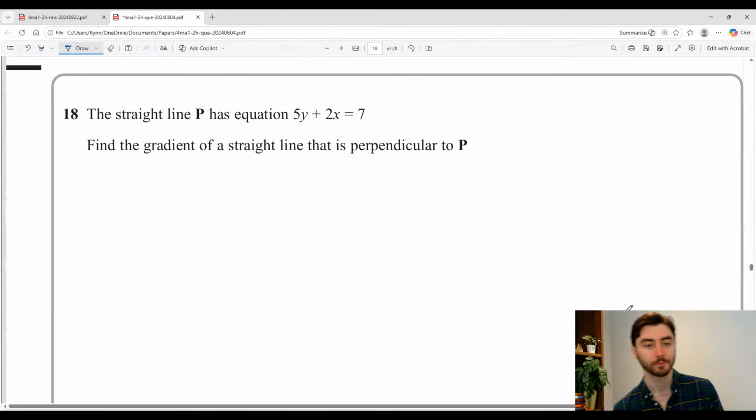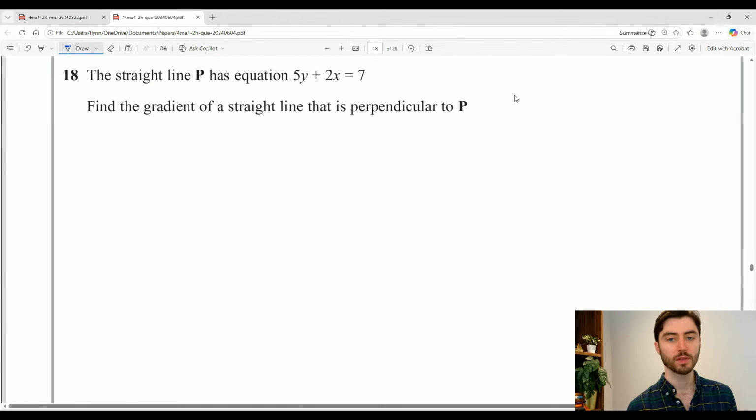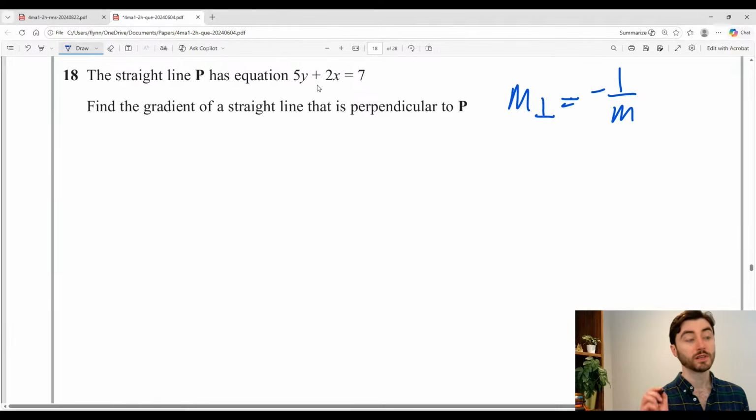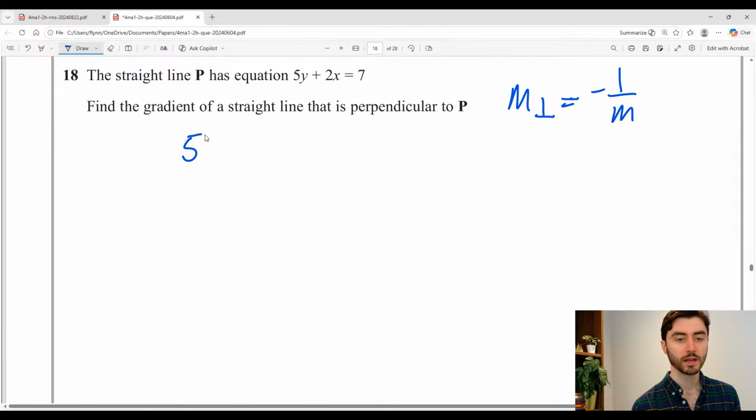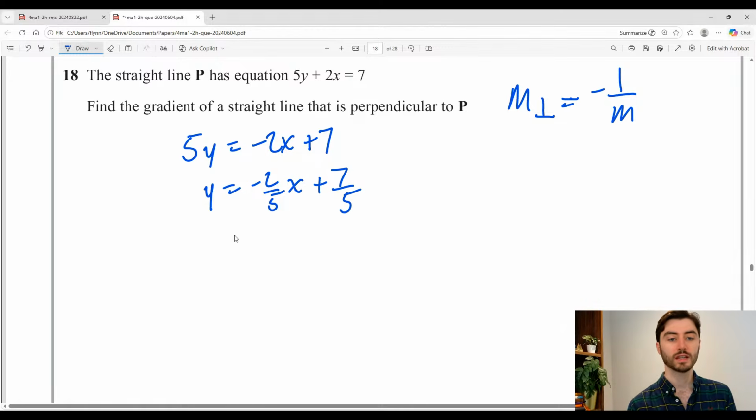Moving on to question 18. So we have a straight line. The gradient of the straight line perpendicular to P. So in order to do that, I know that the perpendicular gradient is minus 1 over m of the original. But to find out the gradient of the original, I need to get it into the form y equals mx plus c. So here, 5y is equal to minus 2x plus 7, and y is equal to minus 2/5 x plus 7/5, which means that the gradient of the straight line P is minus 2/5.